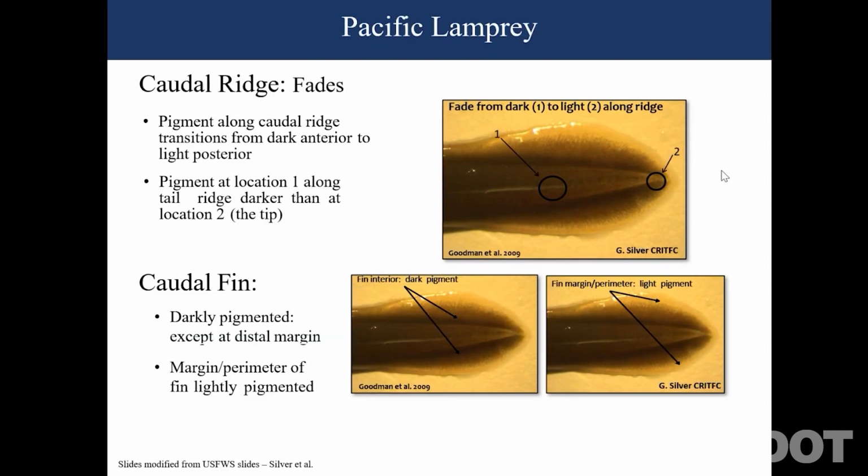So for Pacific lamprey, the elements that we are looking at, for the caudal ridge, it's going to fade in color towards the tip of the tail. So the more central part of the caudal ridge is going to be darker, and then we will have this kind of triangle at the end that's going to be lighter in color. So it's fading at the tip of the tail. For the caudal fin, the fin is going to have pigment. So it's going to have color, and it's going to be darkest kind of along the caudal ridge, and then it's going to fade out towards the edge of the caudal fin. But most distinctly, it will have color.